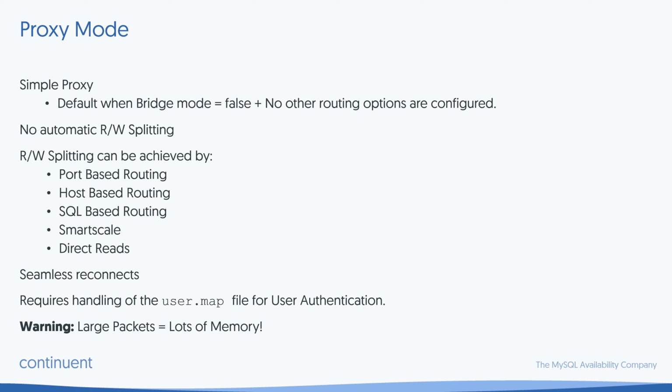Proxy Mode does consume more memory for the connector, and the more complex the configuration, the greater this can be. And because of the way in which the connector needs to make decisions on the routing, Proxy Mode can also be slightly slower than Bridge Mode.